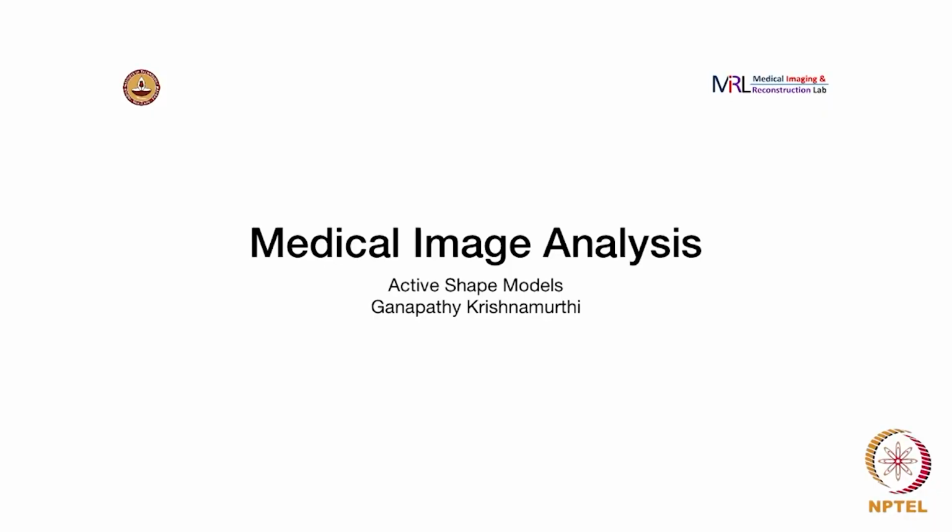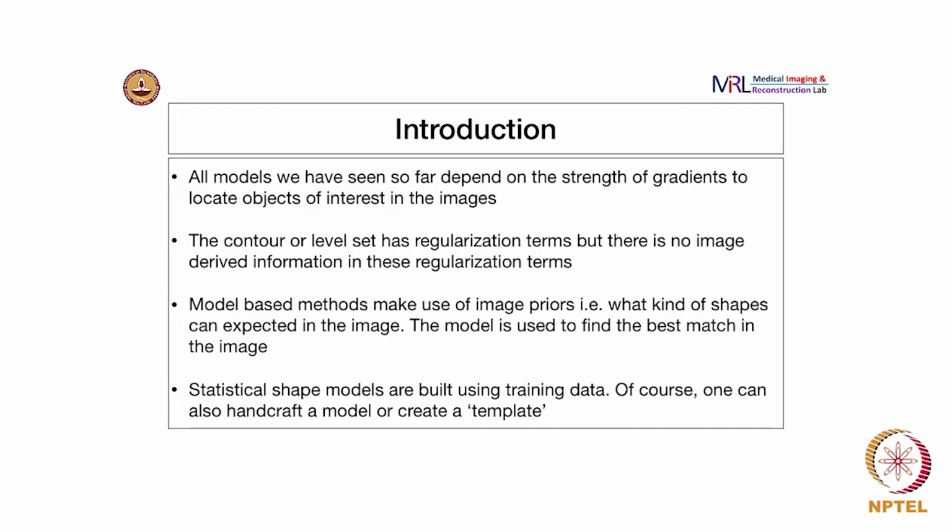Hello and welcome back. In this video, we are going to be looking at so-called active shape models. Again, a very powerful tool for image segmentation. So far, we have looked at segmentation models that depend on the strength of gradients to localize objects of interest in the images, or for instance, organ segmentation in the case of medical images.